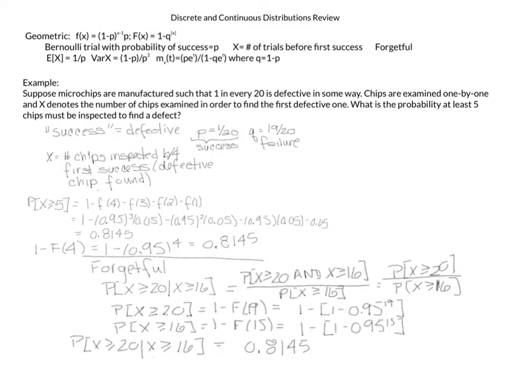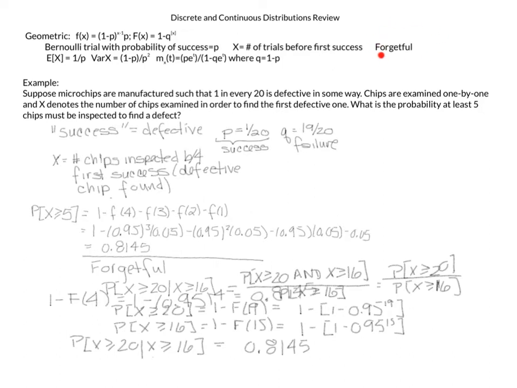I have one more thing to illustrate the forgetfulness of this geometric problem. What I want to do is calculate the probability that x is greater than or equal to 20, given that x is greater than or equal to 16. In other words, what's the probability we'll have to search through 20 or more chips, given that we've already searched through 16 and haven't found a defective chip yet?